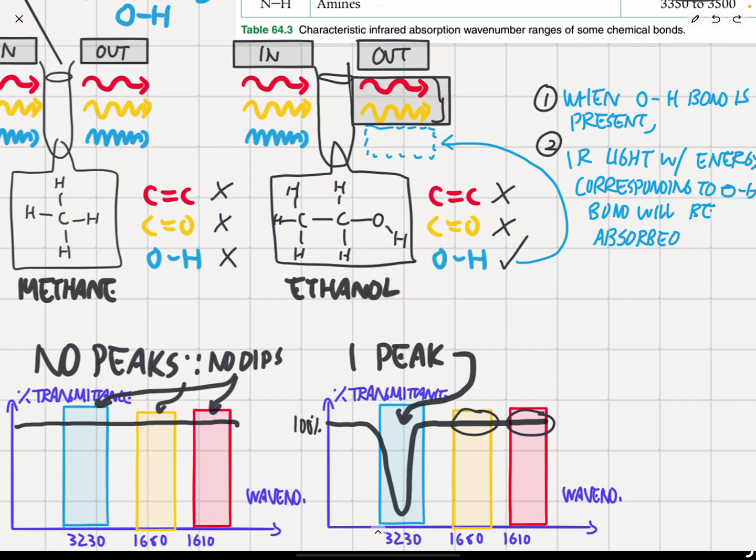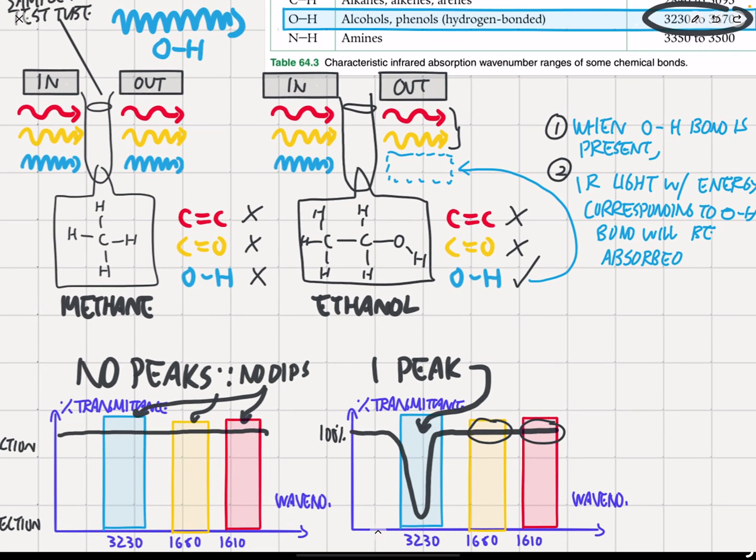And why were they not absorbed? That's because the bonds were not present in the molecules. The C=C double bonds and C=O double bond are not present. If they are not present, those infrared lights will not be absorbed. And if they're not absorbed, the percent transmittance should be 100% at these two points.